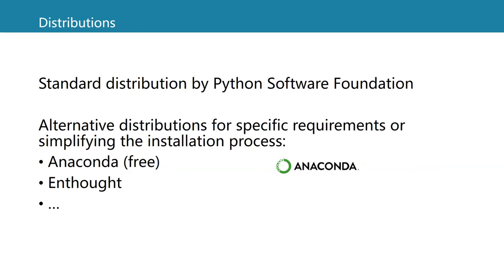Then there are distributions. This is not just Python, but also different libraries that we often need, an IDE, and other tools that we need in combination with Python. And it's very useful to use a distribution because it makes it easy to use different libraries and tools. Here in this course, we will use Anaconda, which is a distribution that comes with a lot of scientific libraries, and it's completely free. You can also use Enthought, which is free in academia, and there are many others that you can find on the internet. But in class, we will use Anaconda.